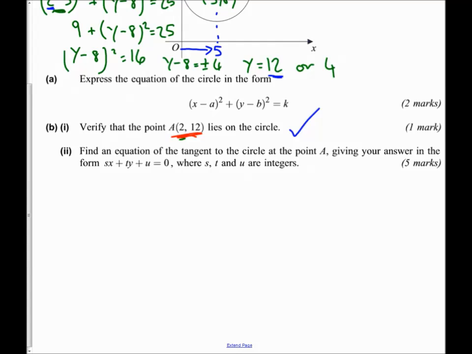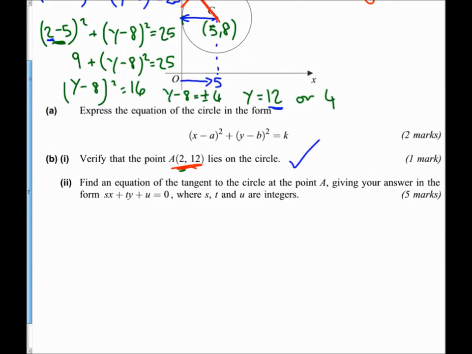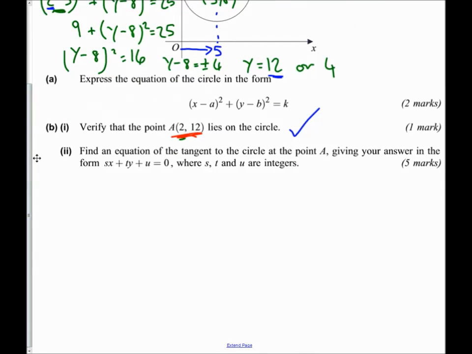So to find the gradient of my radius, there are 3 ways of finding the gradient in Core 1. You could differentiate, but we're not going to do that. You could rearrange the equation for a line, but we don't have the equation of the line to rearrange. Or you could do change in y over change in x is equal to the gradient. And I do have 2 sets of coordinates. I have the centre and I have point A.